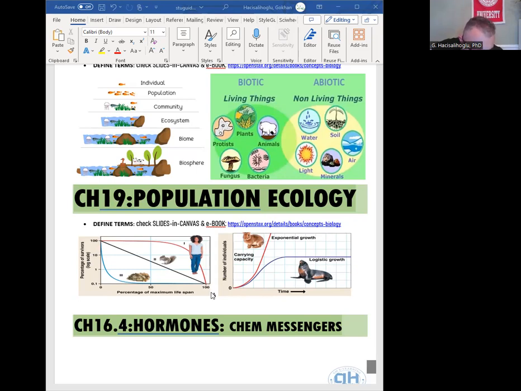This is also called R selection. Not just trees, but oysters and lizards are type 3. And type 1, humans, is also called K selection. That's the first curve you see here.